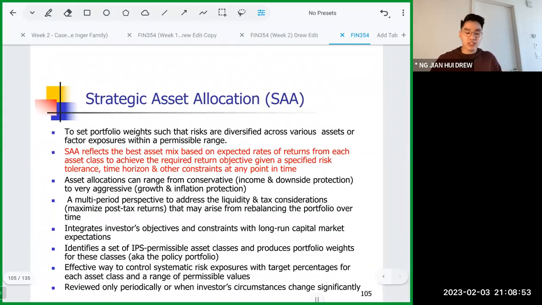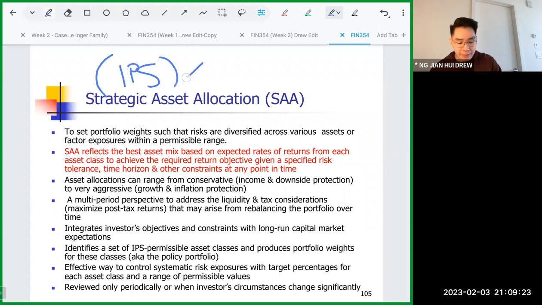So what is strategic asset allocation? Strategic means that you select the assets based on the kind of return that you want and the kind of risk that you want. So you are very careful in selecting, all right? When we talk about strategic, we need to take into account all the IPS constraints that we have.